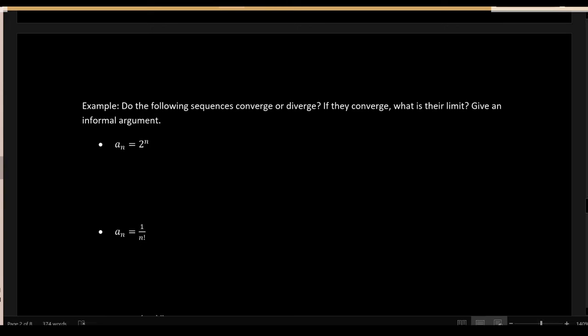Let's see if we can figure out whether the following sequences converge or diverge. And we're just going to give an informal argument here, because all we have is an informal definition of convergence and divergence. If they do converge, let's also see if we can figure out what number they are converging to. What is the limit?